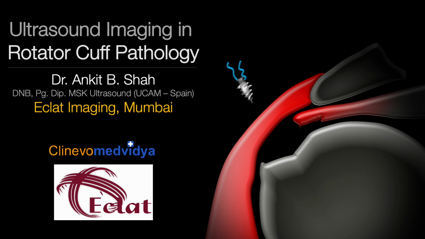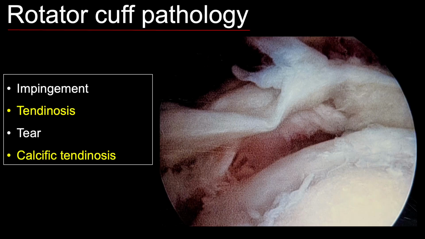Of common rotator cuff related pathologies that we encounter in day-to-day practice. So, when we're talking about rotator cuff pathology, we are primarily talking about impingement, rotator cuff tendinosis, rotator cuff tear, as well as calcific tendinosis. So the rotator cuff pathology forms the bulk of our work in day-to-day practice.